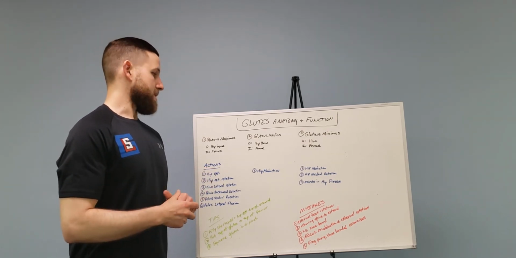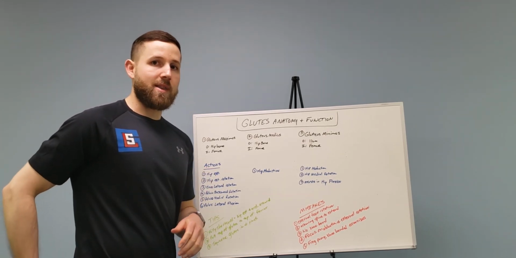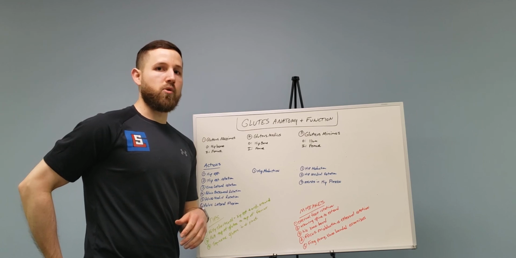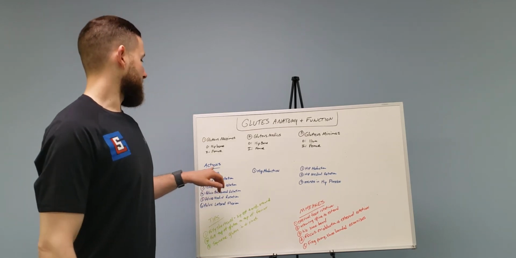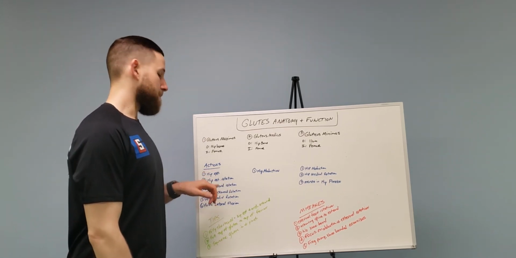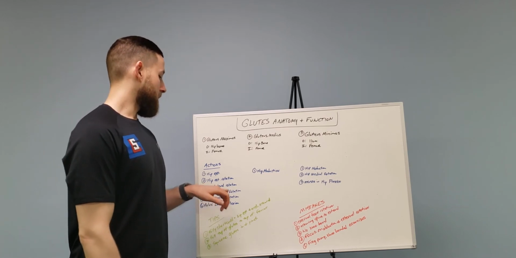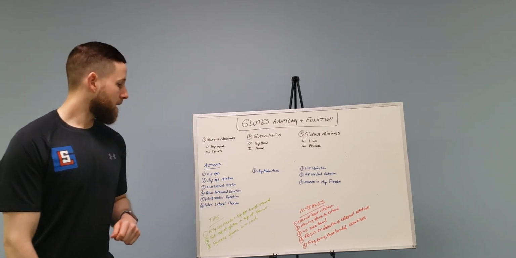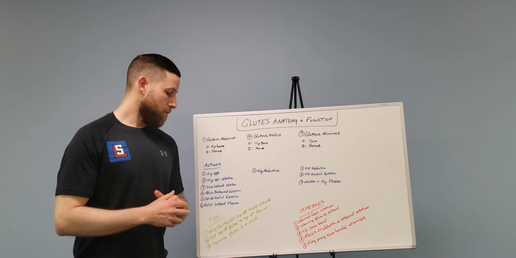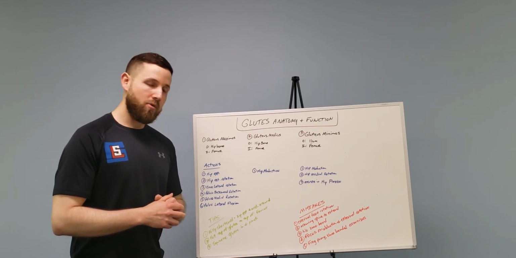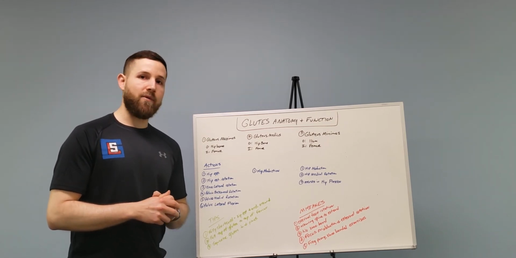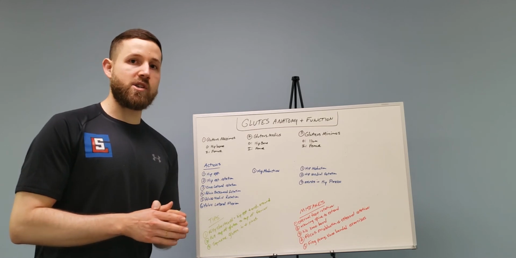So what are some actions? Actions of the glute max, which is the large portion of the muscle, is hip extension, hip external rotation, knee lateral rotation. We have pelvic backward rotation, pelvic medial rotation, and pelvic lateral flexion. Now those are a lot of actions for that muscle.